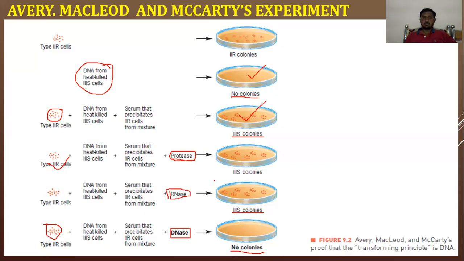So according to their assumption, either protein or RNA or DNA is transforming the R type of cells into the S type of cells of pneumonia, and they found that the transforming principle is neither protein nor RNA. It is DNA. But that experiment is not concrete evidence. So for complete concrete evidence, they again perform a similar type of experiment.